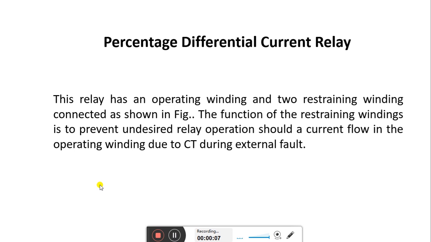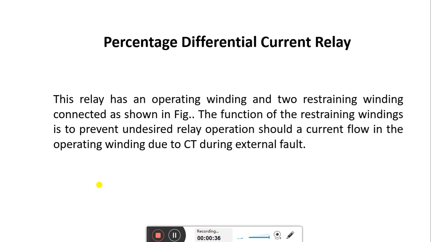So in the previous class we discussed the differential relay. That is, what is the principle of the differential relay, what is the voltage balance differential relay, what is the current balance differential relay, what is the zone of protection, and how the differential relay operates within the zone or outside the zone. So all these things we discussed in the previous class.